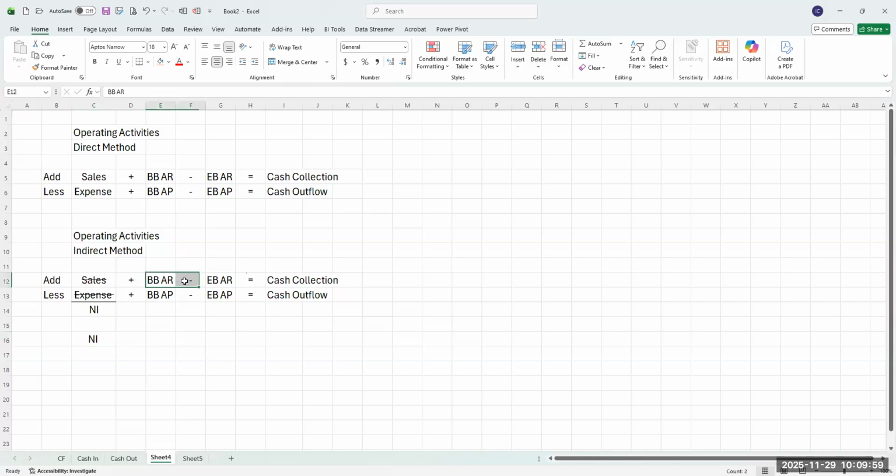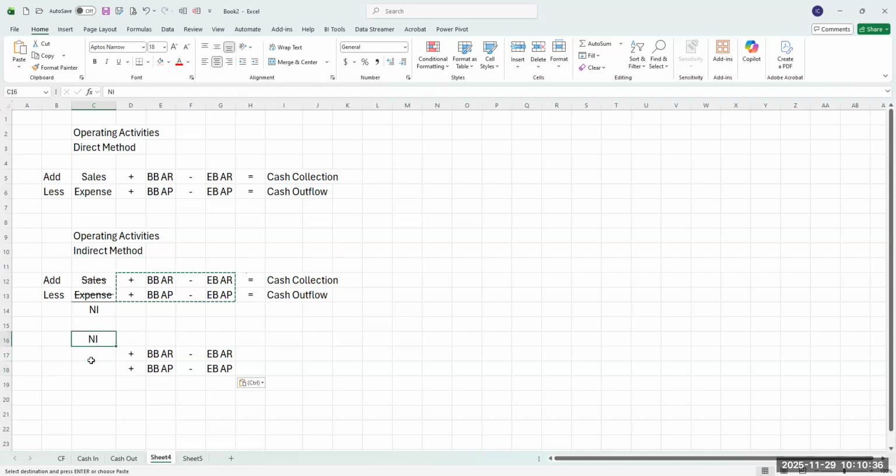And what else am I going to get? The difference in accounts receivable and accounts payable. And once I get those, I'm going to start with the net income, then I'm going to get the differences in accounts receivable, accounts payable, and I'm going to get the cash flow for the operating activity. That's the only difference. In the indirect method, I'm using sales plus those, expenses plus changes in accounts payable.